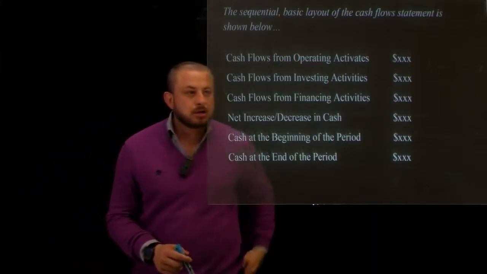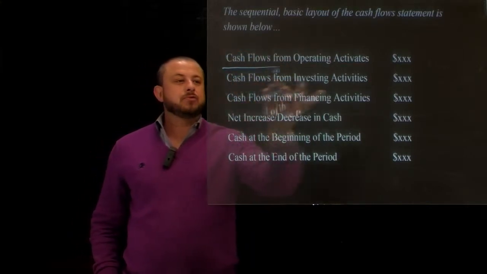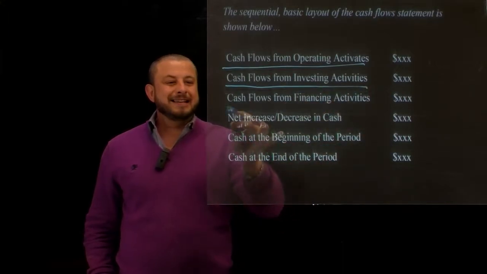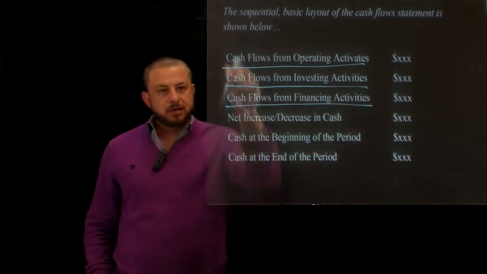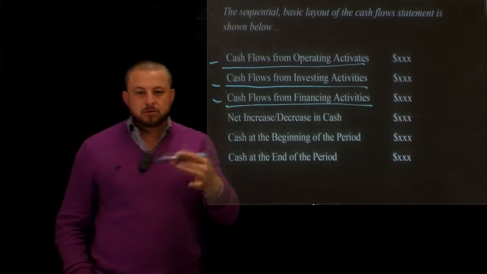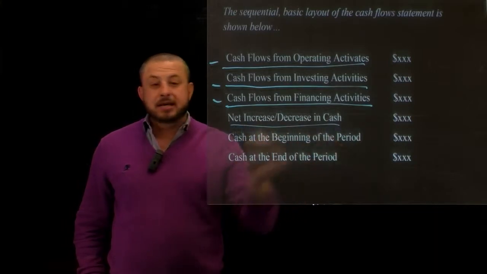Guys, our cash flow statement starts from cash flows from operating activities, and then cash flows from investing activities, then the cash flows from financing activities. These are three distinctive elements or sections of the cash flow statement. And then we will have the net increase or decrease in cash.